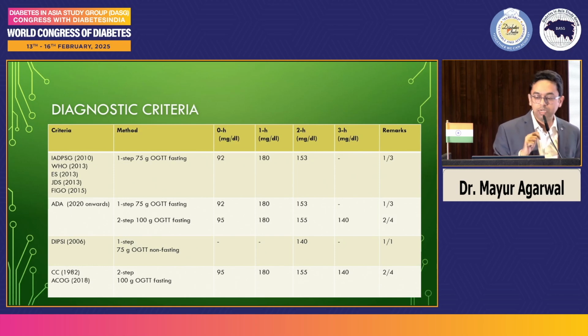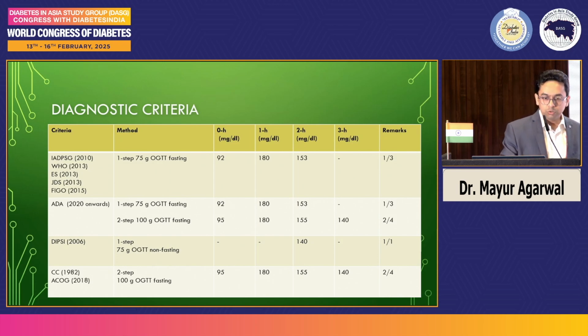Now you will give 100 gram and you will monitor at 4 points: 0, 1, 2, 3 hours, with cutoffs 95, 180, 155, 140. And if 2 are abnormal, then you will label this as GDM. So what ADA did in 2020 is that they combined both the guidelines' cutoffs. Either you can go for a one-step test, which is 75 gram anhydrous glucose, or you can go for a two-step test, that is 50 followed by 100 gram. If 50 is normal, less than 140, you don't go for the second step.